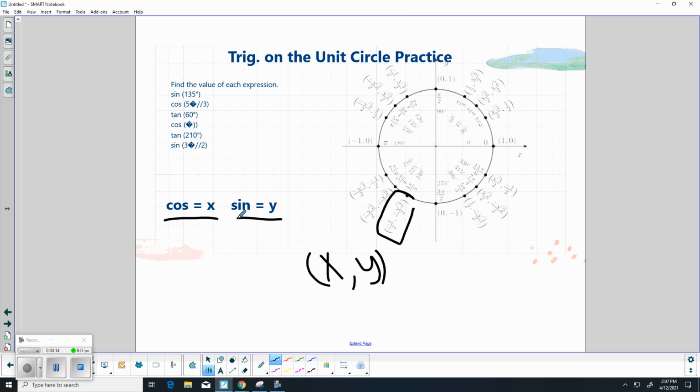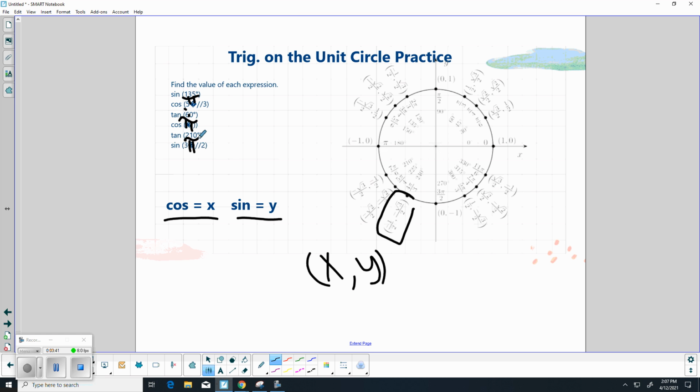So I'm going to go through these and practice with you. When I downloaded this presentation onto Smart Notebook, it didn't download right. So anywhere that you see a question mark, it's actually a pi symbol. Okay? So first we have sine 135.